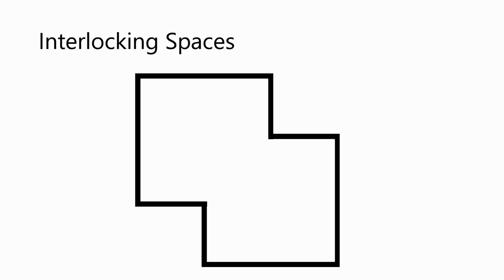So another way that spaces can interact is by interlocking. So here we have two rectangular spaces, and when they're brought together so they overlap, we end up with a contested space between them. And essentially this contested space could be shared by the two spaces.